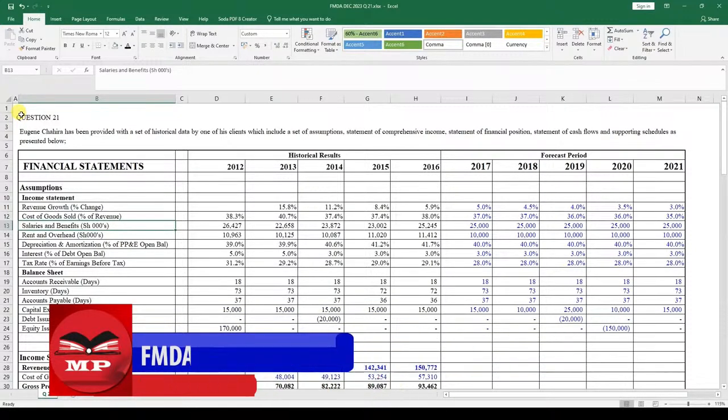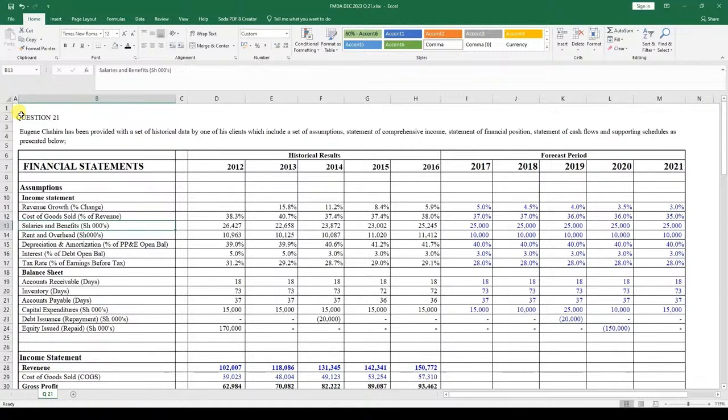Today we are discussing the financial modeling and data analytics paper. The focus is on the December 2023 sitting. We are going to discuss question 21. The question reads as follows.